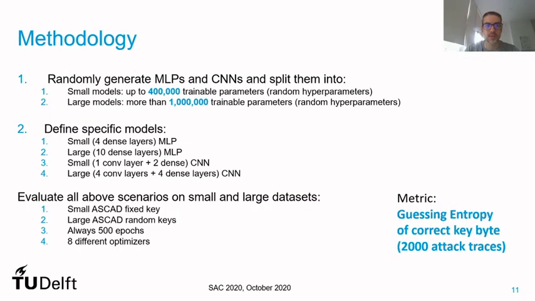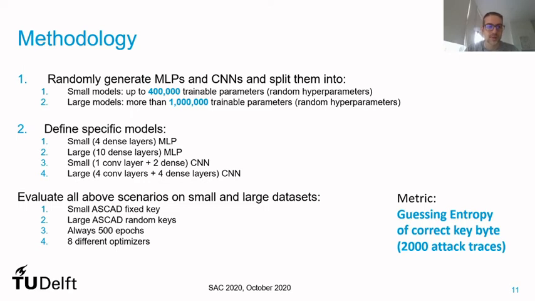So the methodology that we use in this analysis is the following. In the first moment, we generate random MLPs and CNNs, and we split these randomly generated neural networks into small and large models. So a small model would be any model that contains less than 400,000 trainable parameters, and a large model would be any model that contains more than 1 million trainable parameters. And then we are going to analyze the typical behavior of optimizers against these two different groups of neural networks.